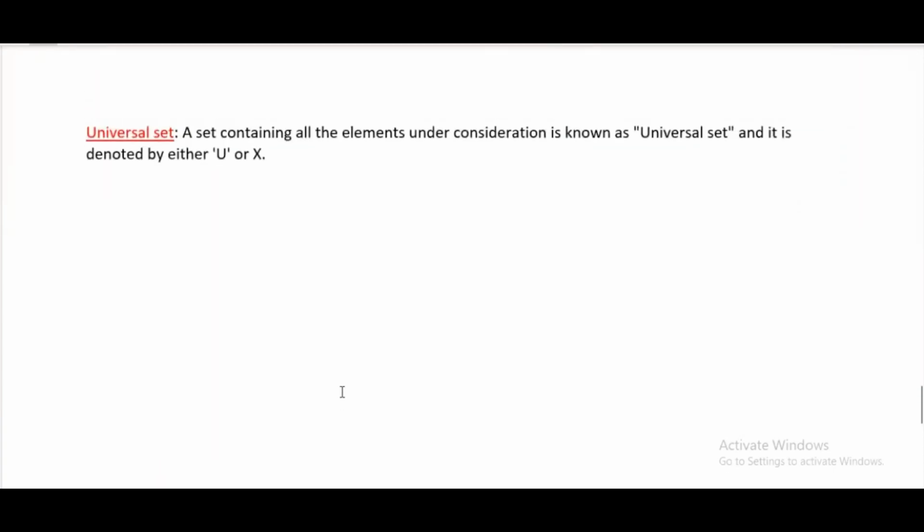Next, the universal set. What is meant by universal set? It is a set containing all the elements under consideration. Whatever subsets we take, all those subsets, and even extra elements, can be there in the universal set. This is like a mother set for all the sets. The universal set is usually denoted with U or X, and in some textbooks with another letter, mu. So this is the universal set.